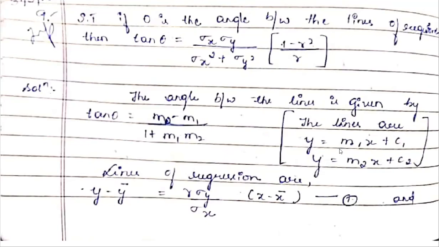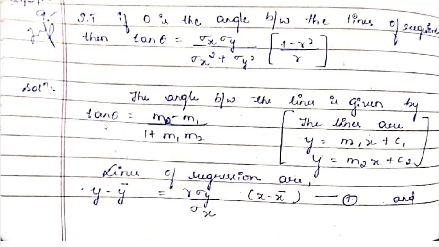So since we are considering two lines, I'll write it as y is equal to m1x plus c1, where m1 represents the slope of this line. y is equal to m2x plus c2, where m2 represents the slope of the second line. Once you have written the two lines, if you remember from your 11th or 12th standard, you have learned how to write tan theta in terms of slopes.